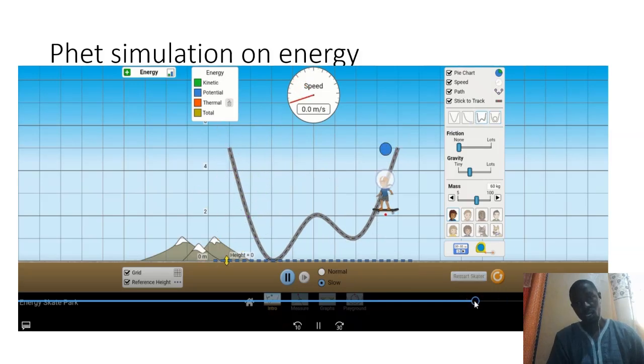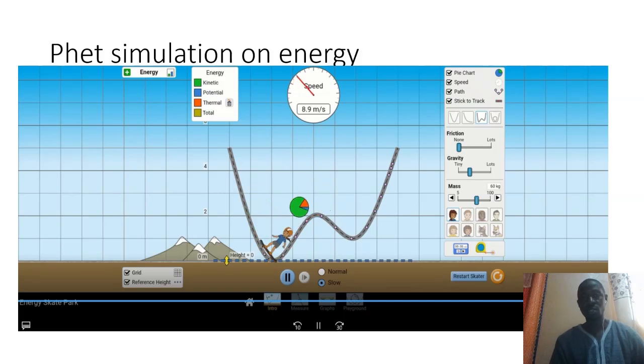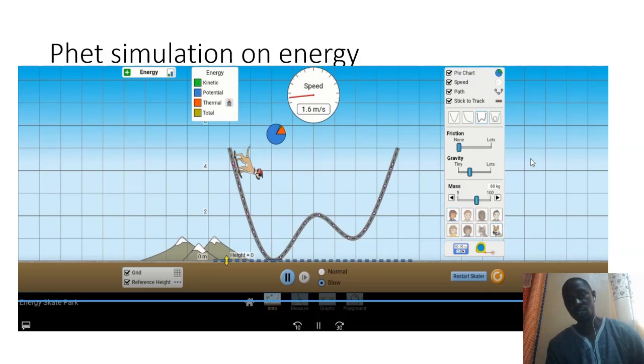maximum potential energy, and at the bottom we could observe the velocity is maximum, meaning that the skate man possesses maximum kinetic energy and zero potential energy. Since it is at the reference level, the height will be zero, therefore the potential energy will be zero. Potential energy depends on height. If the height runs to zero, then the potential energy also becomes zero.